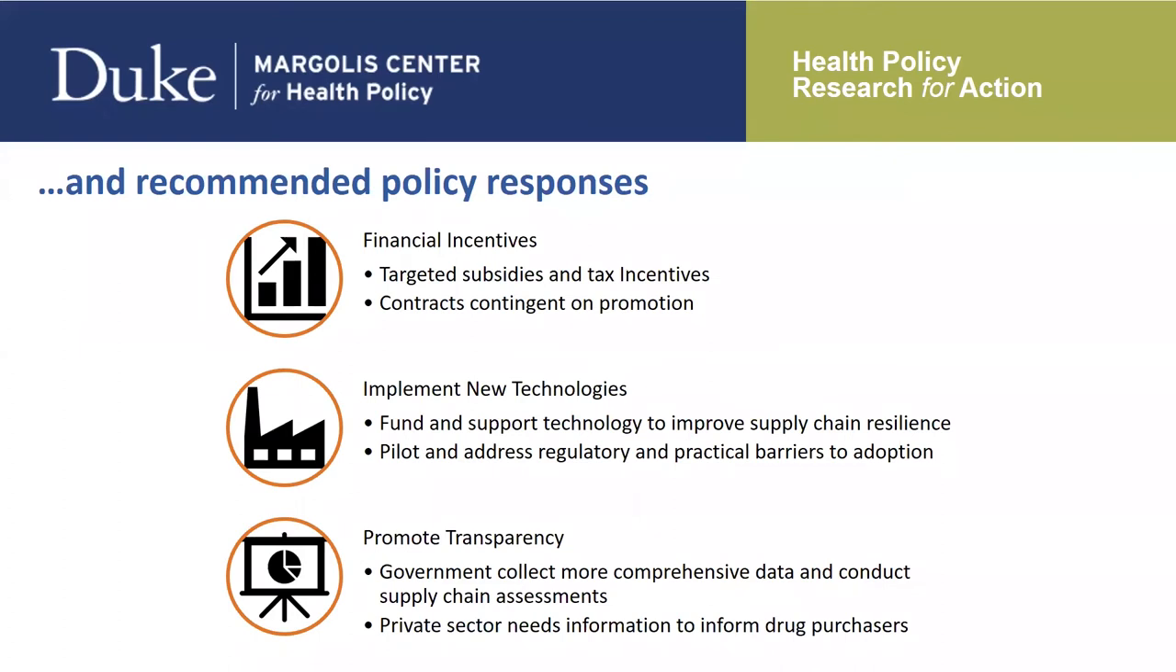In our paper, we recommend three main policy responses that can help mitigate some of those factors that I mentioned on the previous slide. So firstly, financial incentives can be considered through things like targeted subsidies, tax incentives, promoting private sector contracts that are contingent on supply chain resilience, and also looking at innovative payment methodologies that can promote supply chain resilience.